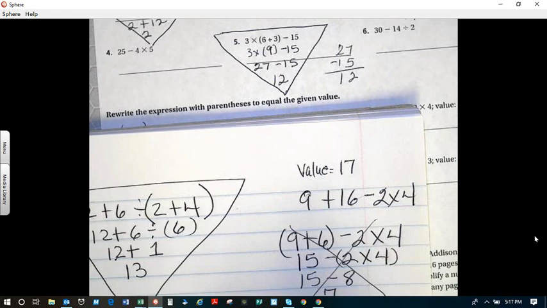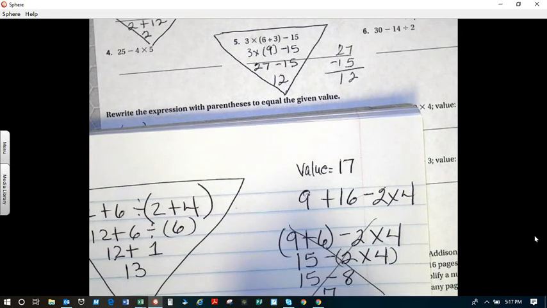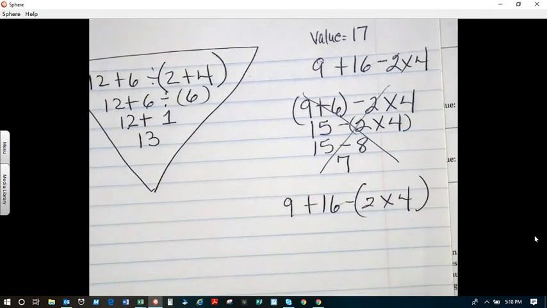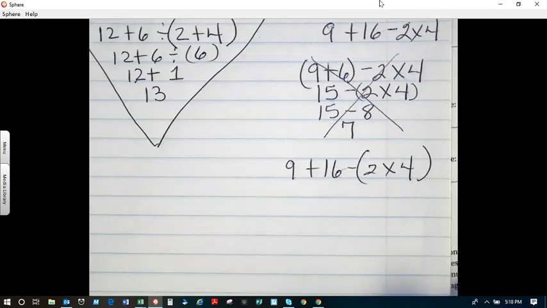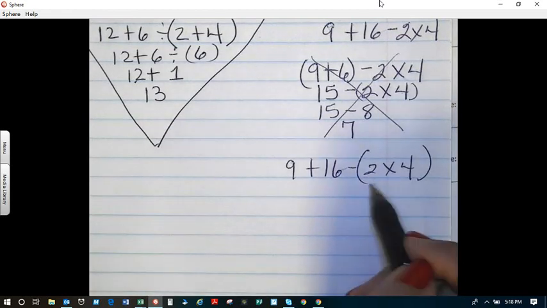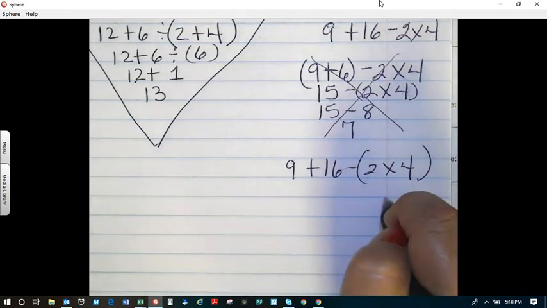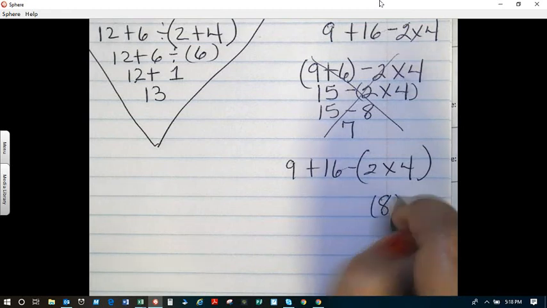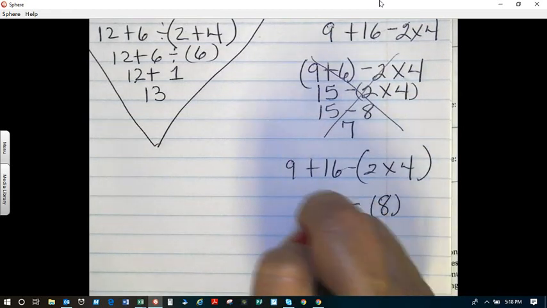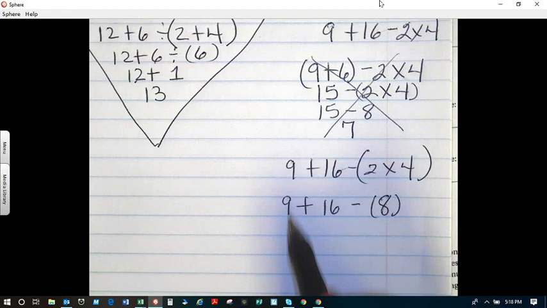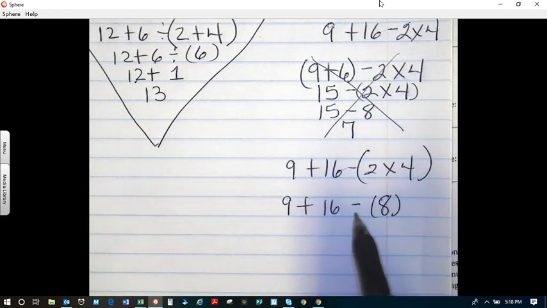So I'm going to cross that out. I'm going to rewrite it. 9 plus 6 minus 2 times 4. Now let's go ahead and group 2 times 4. Sorry about that. Now let's go to GEMDAS. I have to go to my groupings first. What are my groupings? 2 times 4 is 8. I'm going to keep that in parentheses so I know where it came from and write down everything else. So I have 9 plus 6 minus 8.